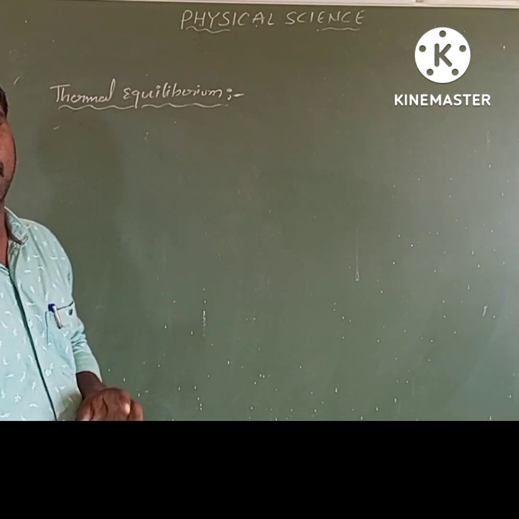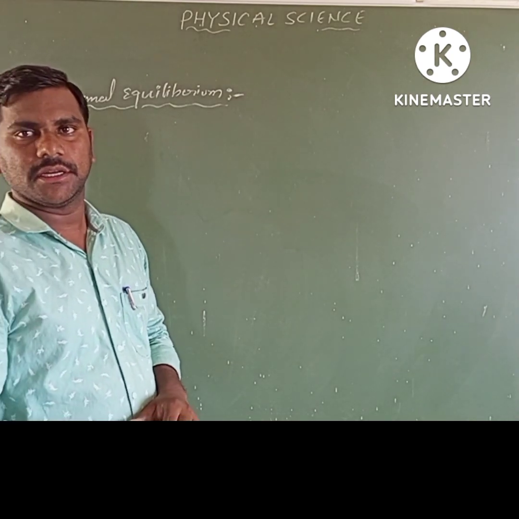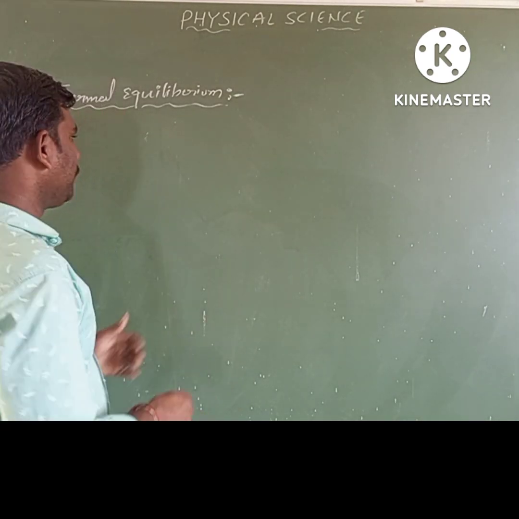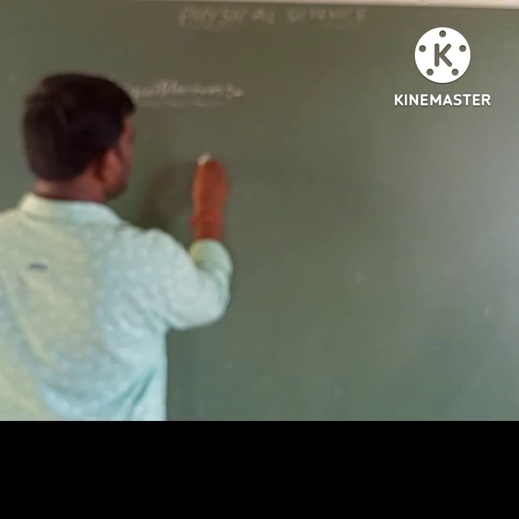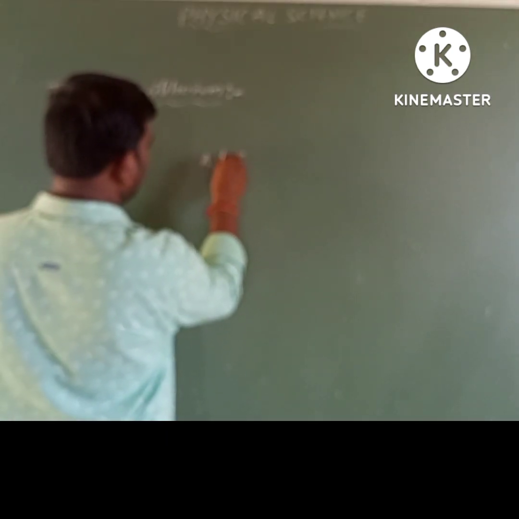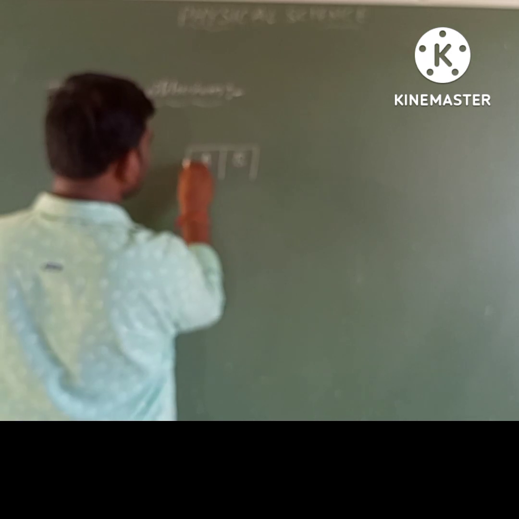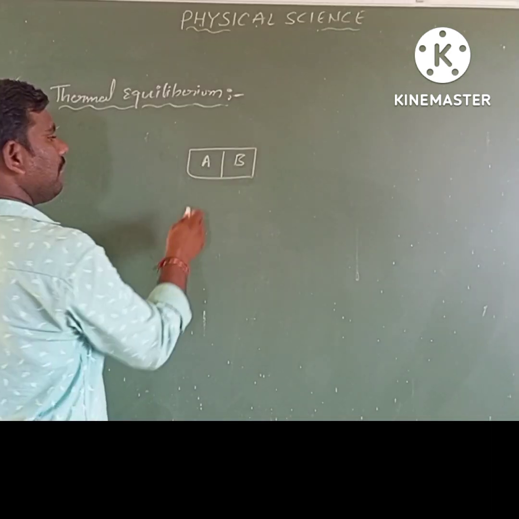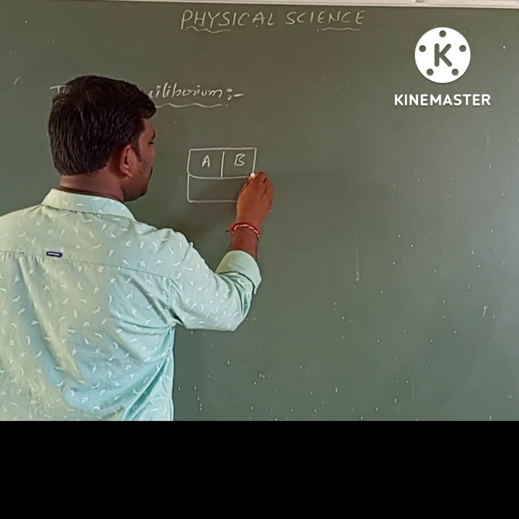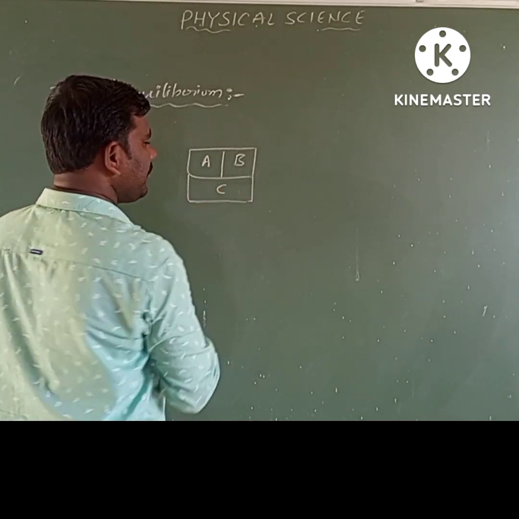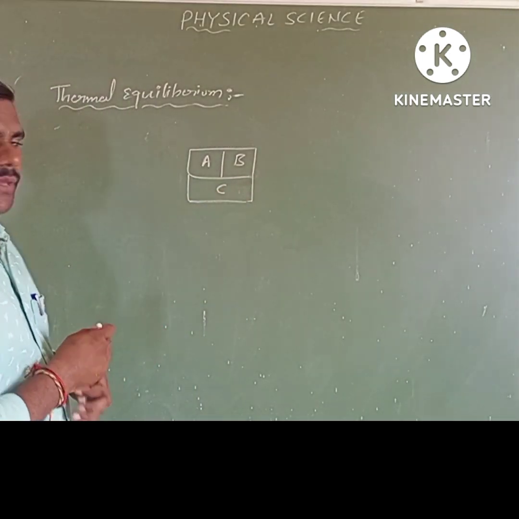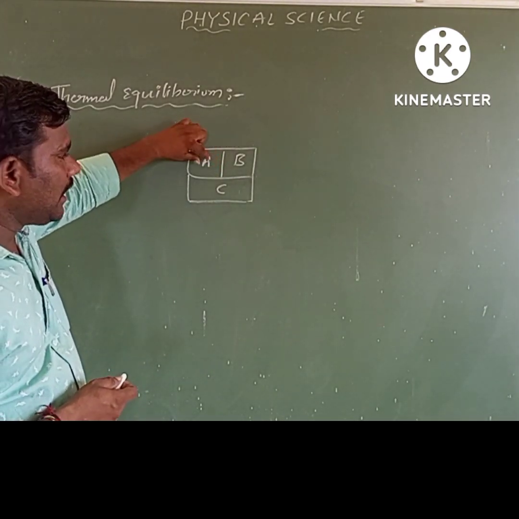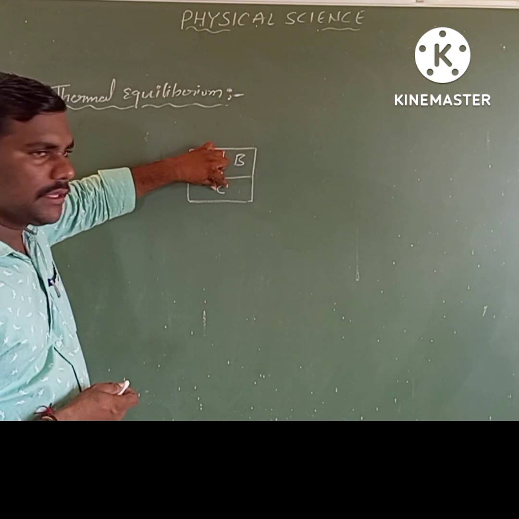If two bodies attain the same temperature. Suppose we take two systems, A and B. These two systems are not in thermal equilibrium with each other, but individually these two systems are in equilibrium with a third system, that is C. So suppose A is in equilibrium with C and B is in equilibrium with C.